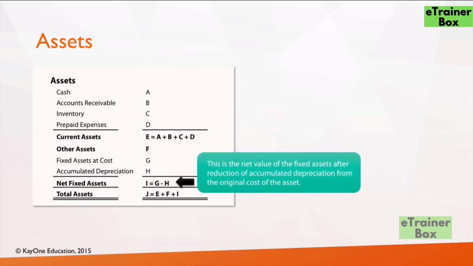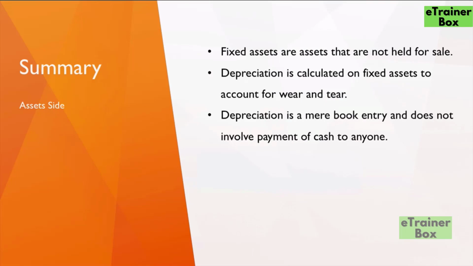So on the asset side, we have two types of assets: the current assets, which are highly liquid, cash, accounts receivable, inventory and prepaid expenses. Then we have other assets which are neither fixed assets nor current assets. And we have fixed assets which are assets used in the production process, which are shown net of depreciation, which is the estimated value of wear and tear that the business is producing to those assets.